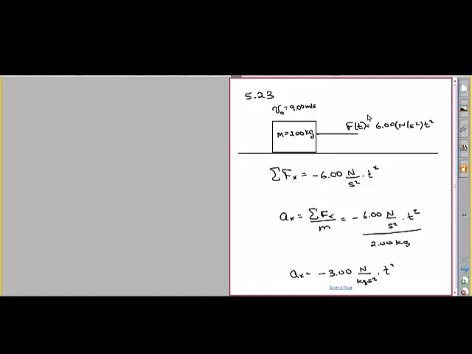Okay, this is problem 523. It's actually pretty simple, similar to the one we just worked on, except we don't start with zero velocity. We start with the given velocity. So ultimately, what that's going to mean is that the arbitrary constant in the first integration is not going to be 0.